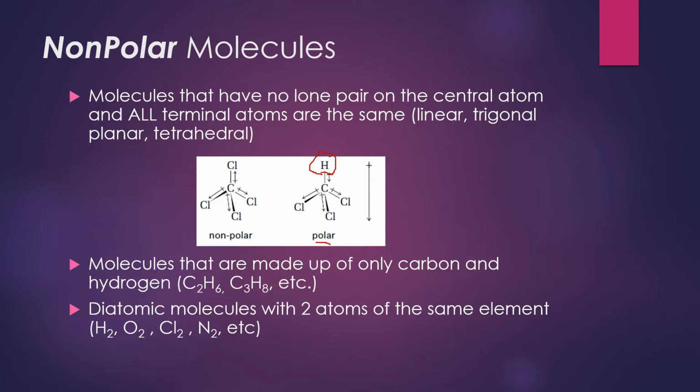Molecules that are made up of only carbon and hydrogen are always going to be nonpolar. So what that means is if you only have carbon and hydrogen present, no other elements, so if you throw in an oxygen or a nitrogen or anything else, this doesn't apply anymore. But if it's just hydrogen and carbon, it's going to be a nonpolar molecule. It doesn't matter if you have 52 carbons and 87 hydrogens, it's still going to be nonpolar.